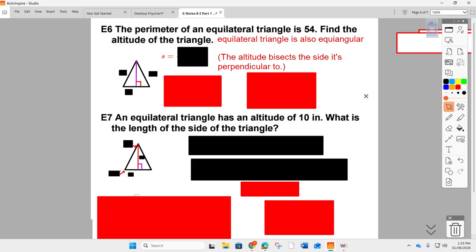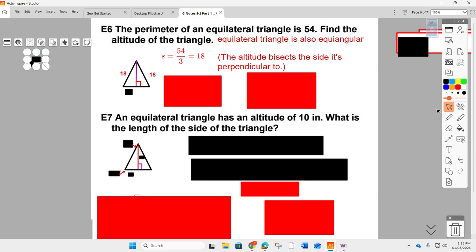This problem, they tell us the perimeter, and we need to find the side length. Normally, we might not be able to do that, except they told us specifically that we're working with an equilateral triangle, and we talked about that earlier. So that means all 3 sides are congruent. So if you add them all together and they're 54, and they're all the same length, we just take the 54 and divide by 3, right? That gives us the length of all the sides. Yes, that's an S for side length.